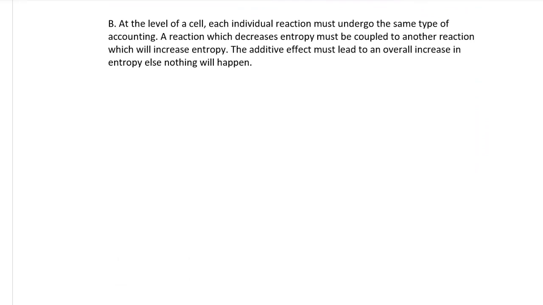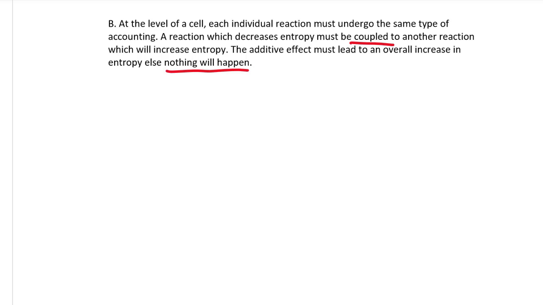At the level of the cell, each individual reaction must undergo the same type of accounting. A reaction which decreases entropy must be coupled to another reaction which will increase entropy. The additive effect must lead to an overall increase in entropy, else nothing will happen. So we're starting to talk about coupling here. And if the additive effect does not increase entropy overall, nothing will happen.